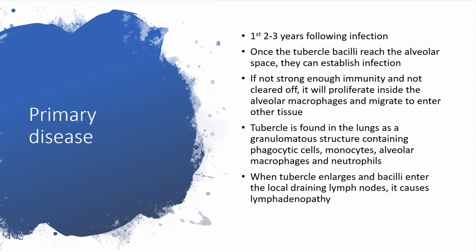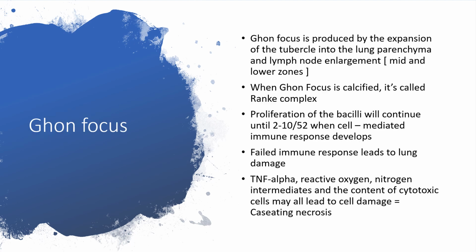The tubercle is found in the lungs as a granulomatous structure, containing phagocytic cells, monocytes, alveolar macrophages, and neutrophils. When the tubercle enlarges and bacilli enter the local draining lymph nodes, you obviously know what is going to follow, right? It will cause lymphadenopathy. That's what you call Ghon focus. Ghon focus is produced by the expansion of the tubercle into the lung parenchyma, and the lymph node will become enlarged. This will happen in the mid and lower zones. When Ghon focus is calcified, then the name changes. New nomenclature: it becomes Ranke complex.